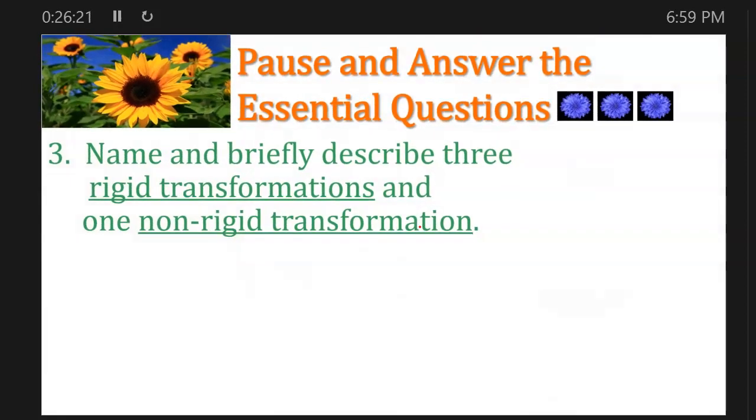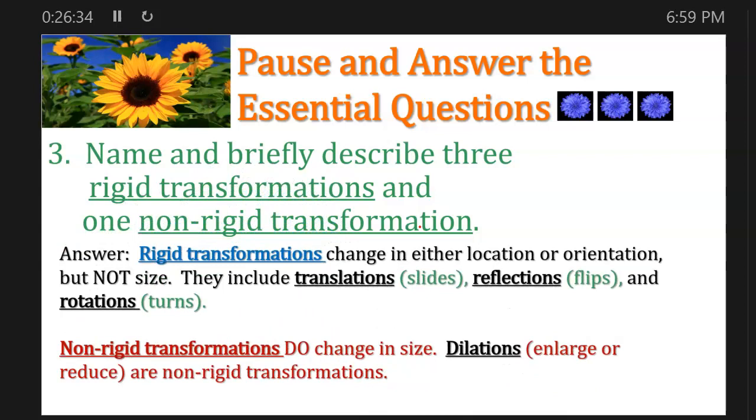Name and briefly describe 3 rigid transformations and 1 non-rigid transformation. So I'm going to go ahead and ask you to pause and try to answer that on your own. The answer is the rigid transformations change in either location or orientation, but not size. They include translations, which are slides, reflections, which are flips, and rotations, which are turns. Non-rigid transformations do change in size. Dilations are enlargements or reductions, or enlarge or reduce, and are non-rigid transformations.